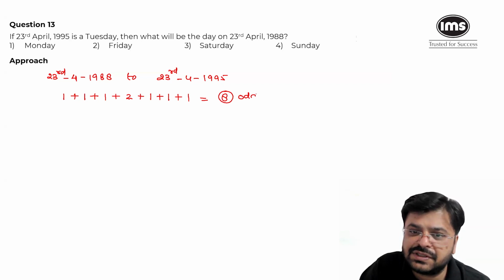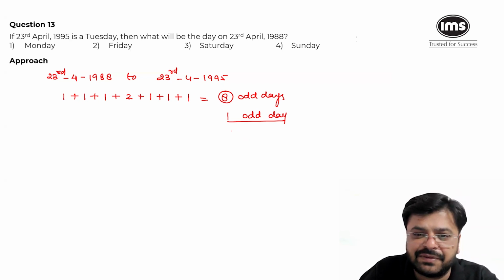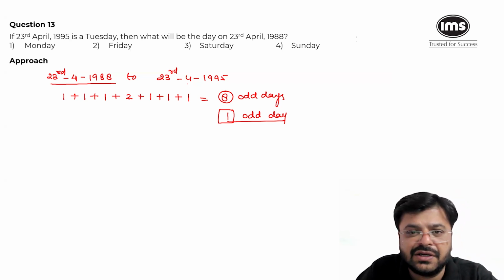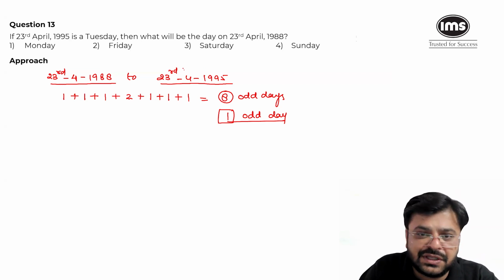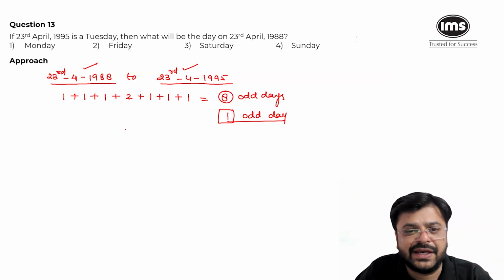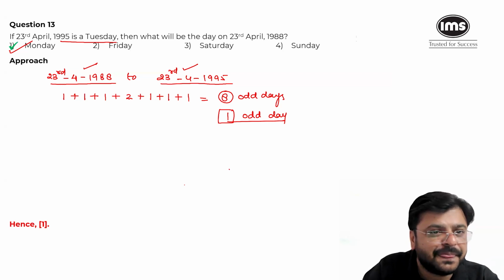8 odd days means one odd day. Odd day is basically the remainder you get when dividing the number by 7. So from 23rd April 1988 till 23rd April 1995, we have one odd day, which means 23rd April 1988 will be one day less than 23rd April 1995. So if 23rd April 1995 was a Tuesday, then 23rd April 1988 was a Monday.